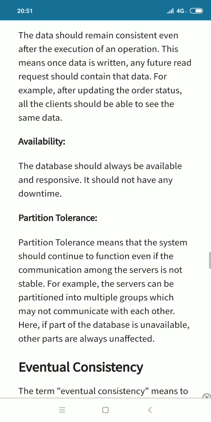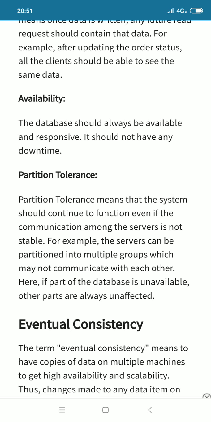The second one is availability. So the database should always be available and responsive. It should not have any downtime in a NoSQL database. But this property is not in your SQL database.